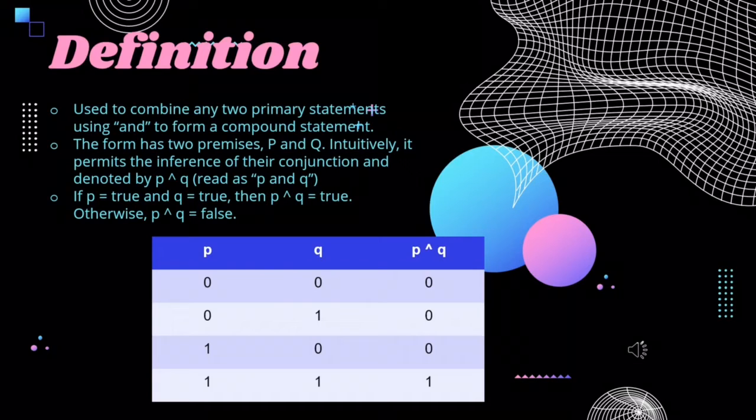As you can see in the table, if P is equal to 0 and Q is equal to 0, P and Q is also equal to 0. But if P is equal to 0 and Q is equal to 1, P and Q will be 0. 0 means false and 1 means true. So we move to the first example of conjunction.